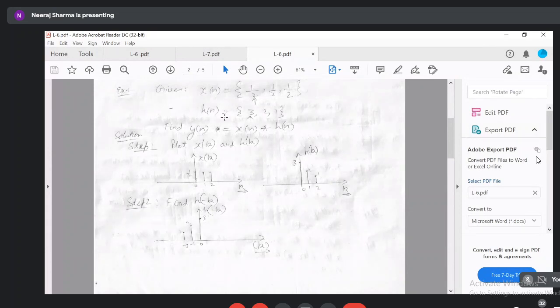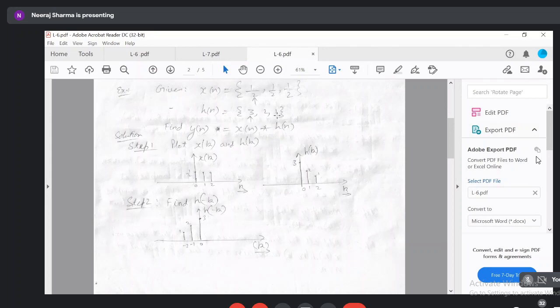Similarly, h of n is given to you, that is 3, 2, 1, and again the arrow is marked at the starting element of the data sequence, showing that this is the location of the origin, and the values towards the right hand side will be positive. Although there is no value on the left hand side, all the values towards the left hand side will be counted as negative, right? But all the samples on the left hand side are 0, so that's why it is not given. So h of n is again a finite data sequence, 3 elements, 3, 2, 1. For n is equal to 0, the value is 3. For n is equal to 1, the magnitude of the sample is 2. For n is equal to 2, the sample value is equal to 1.